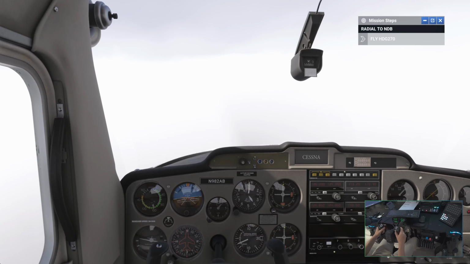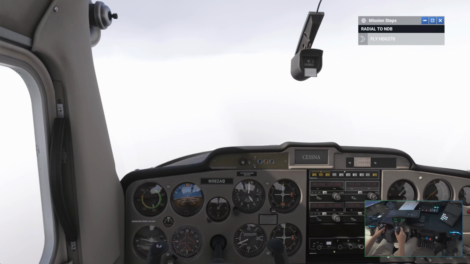Make a left turn to heading 215 and see how the tail of the needle is pulled around towards our heading. Now maintain heading 215 and watch as the tail of the needle is pulled towards our heading. Push the head, pull the tail. This is how we fly a radial from an NDB, by turning to pull the tail onto the desired outbound radial.